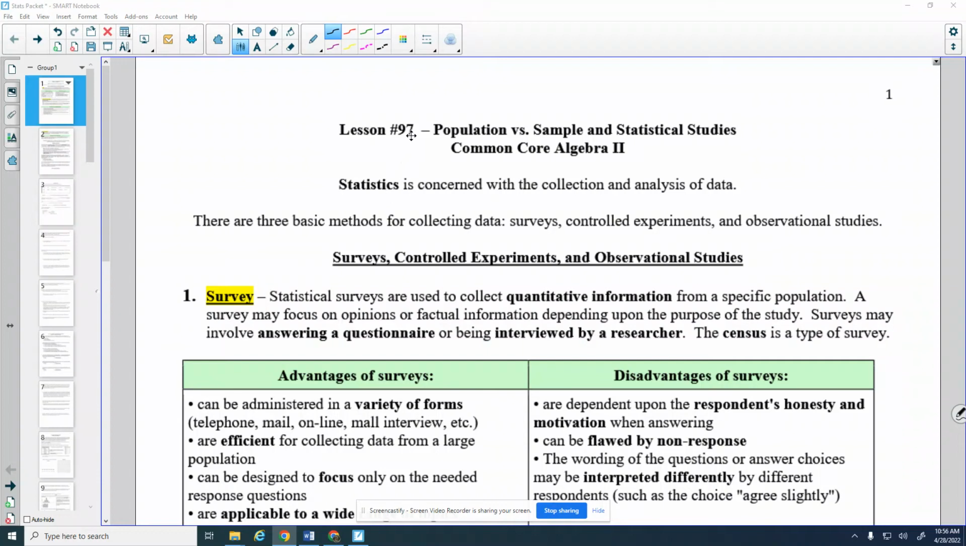In the first lesson of this unit, we're just going to be looking at some terminology and the way things are set up with statistics. So we're going to be focusing on populations versus samples and also types of statistical studies.